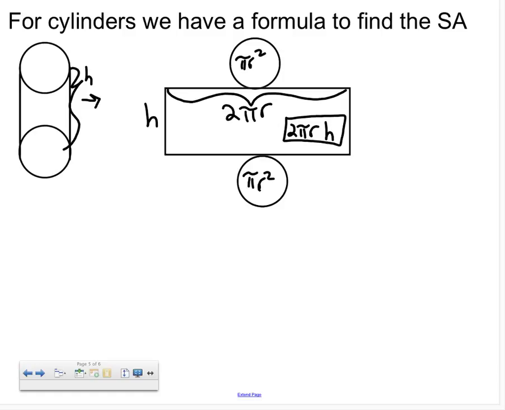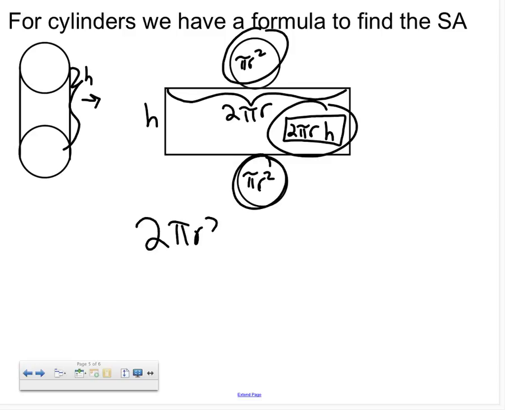And as we know from before, the surface area is just what happens when I add all this stuff together. When I add this plus this plus this, when I add all that together, that's my surface area. Well, if I take this cylinder and add them all together, what this makes is the following formula. 2 pi r squared, so this is the 2 circles. That's the area of the 2 circles, plus 2 pi r h.